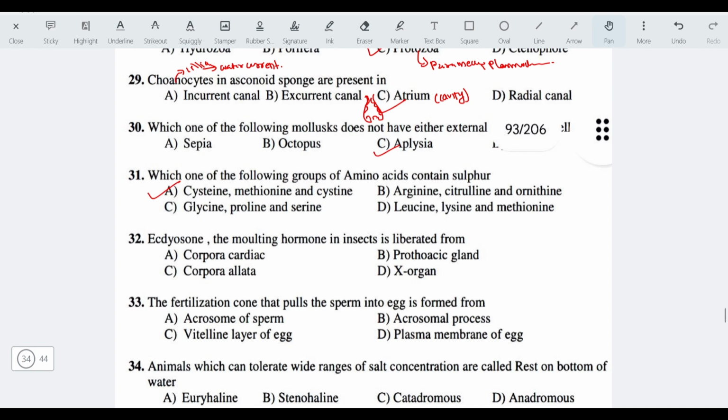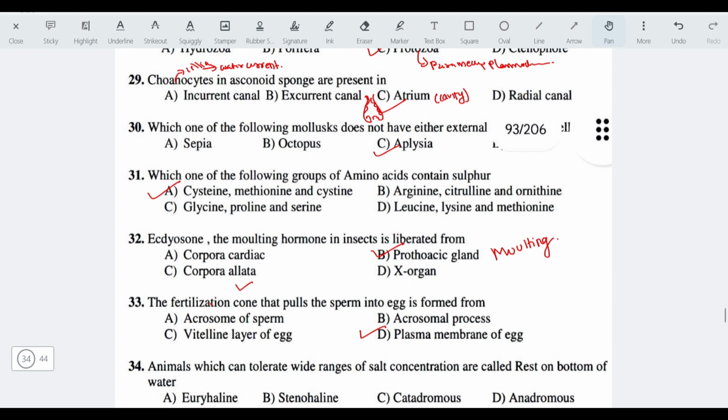Next, ecdysone, the molting hormone in insects, is liberated from? The correct answer is the prothoracic gland. Okay, so this gland secretes ecdysone, which helps in molting. Next question. The fertilization cone that pulls the sperm into the egg is formed from? The correct answer is the plasma membrane of the egg. So the fertilization cone that engulfs the sperm is formed by the egg's plasma membrane, right?